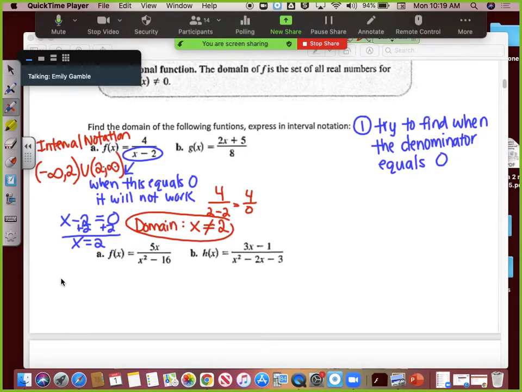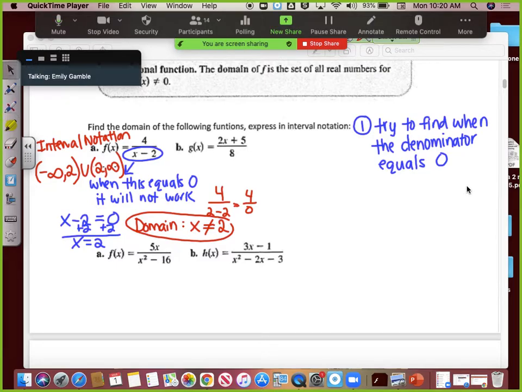Now, if you're looking at the interval notation answer versus the other answer I just showed you, the first one's way easier. You just list anything but 2. This interval notation answer is saying it can be any number but 2, but it just shows it in a long, different way. You will have to understand how to do both. So here's your interval notation answer, and here's just the regular any number but 2 will work. So the first step in trying to find the domain is trying to figure out when the denominator equals 0.